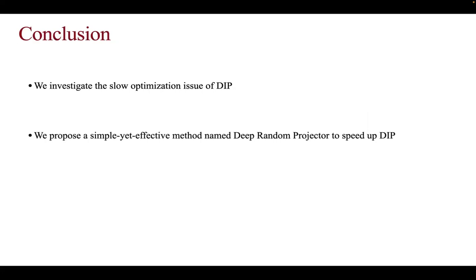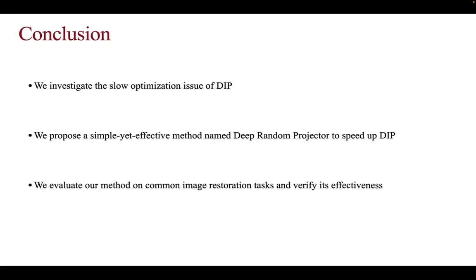In this paper, we investigate the slow optimization issue of deep image prior. We propose a simple yet effective method around the deep random projector to speed up deep image prior. We evaluate our methods on common image restoration tasks and verify its effectiveness.